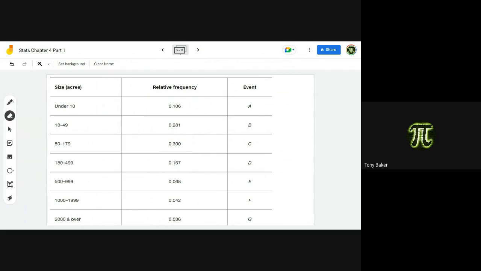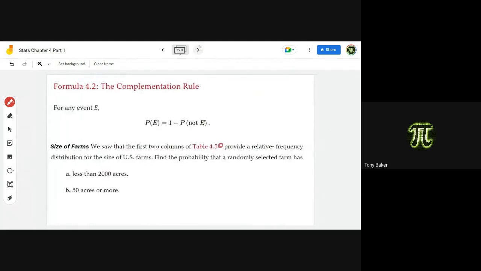What if I said greater than or equal to 10? I want everything more than 10 acres or more. What would be the easiest way to do this? Well, I would do 100 minus 1.06, or I would do what minus 1.06? 1. If it was percent, I would do 100. So if it was 10.6%, I could do 100 minus the 10.6%. Since these are in relative frequency as decimals, I would do 1 minus it.